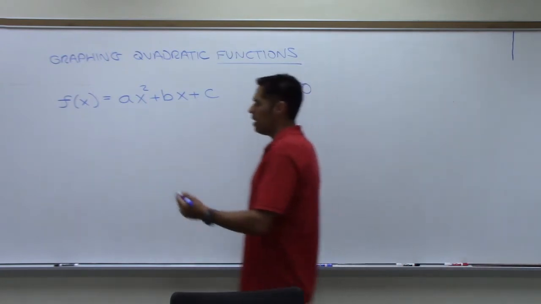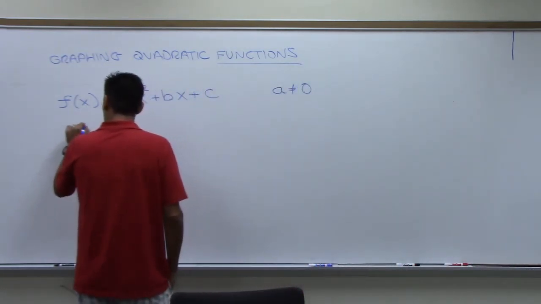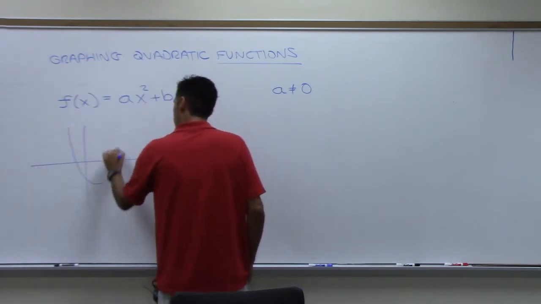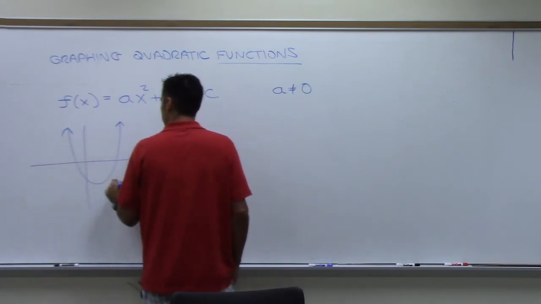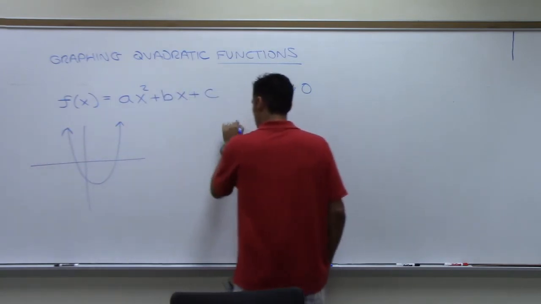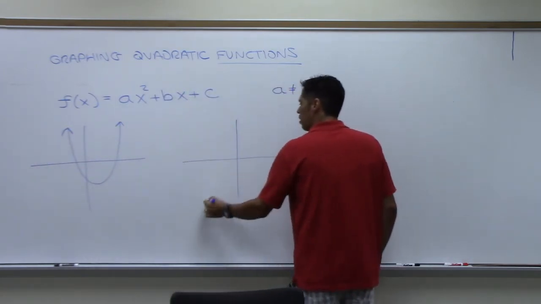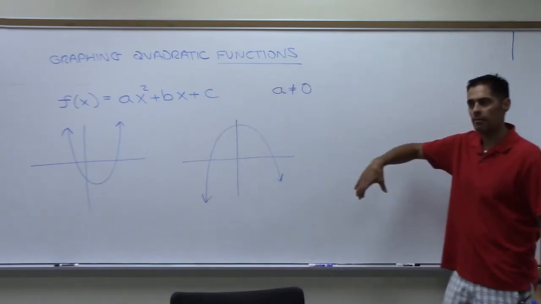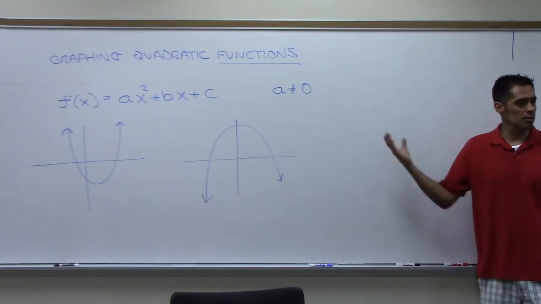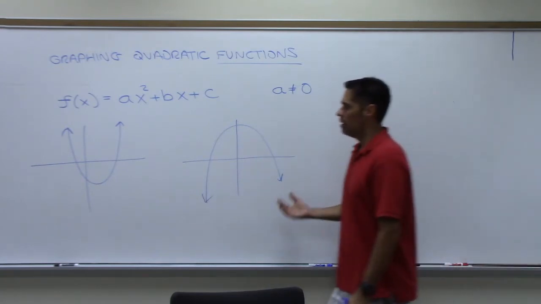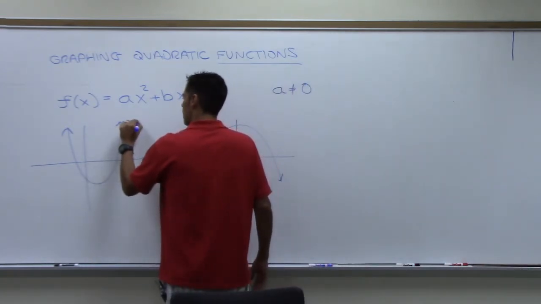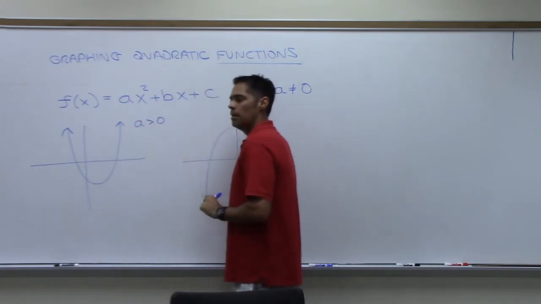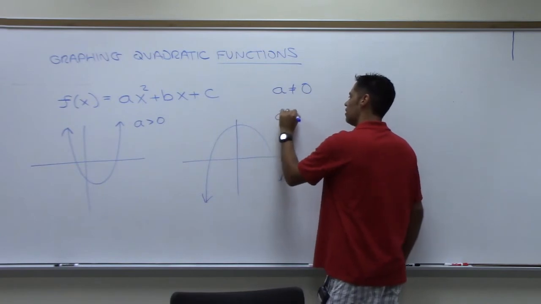All quadratic equations look like this. They look like a smile, or they look like a frown. Right? Smile or a frown. There's an easy way to determine which of these it's going to be. It will do this if a is greater than 0. It'll do this if a is less than 0.